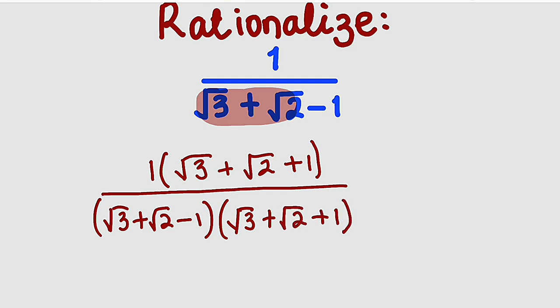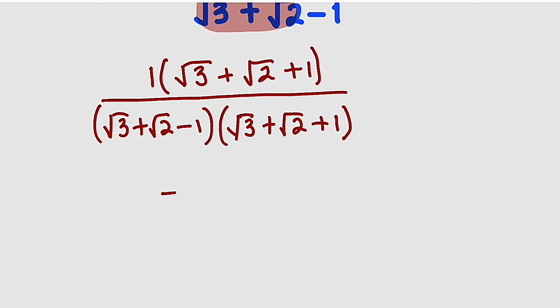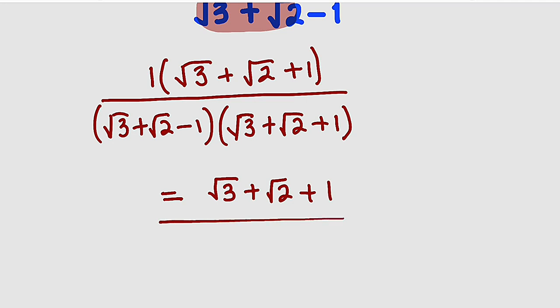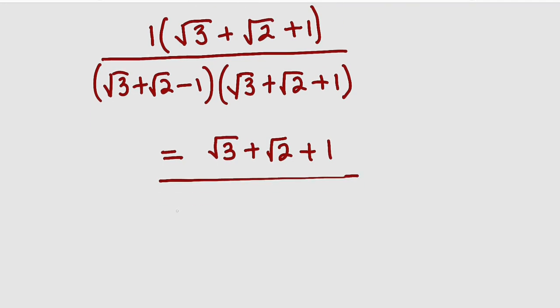The top will not change, right? But the bottom is just difference of two squares. You take these two terms, you square them, you subtract, you take 1, you square it. So this is equal to root 3 plus root 2 plus 1 to the top. And to the bottom, we have root 3 plus root 2 all squared, then minus 1 all squared.